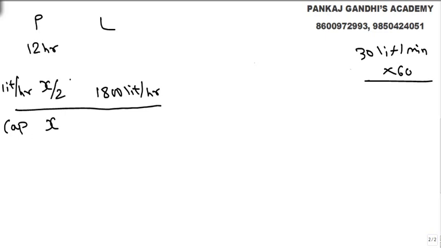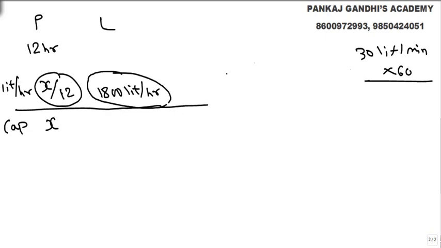Pipe in 12 hours fills X liters, so liters per hour will be X by 12. In 12 hours the pipe fills the full tank, so per hour is X by 12. Leakage per hour is 1800. Now, the question says they together fill the tank completely in 16 hours.